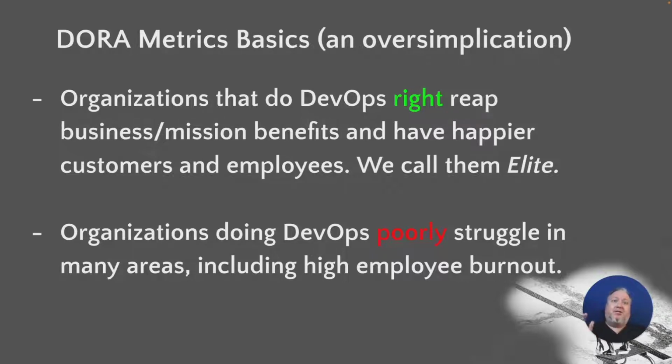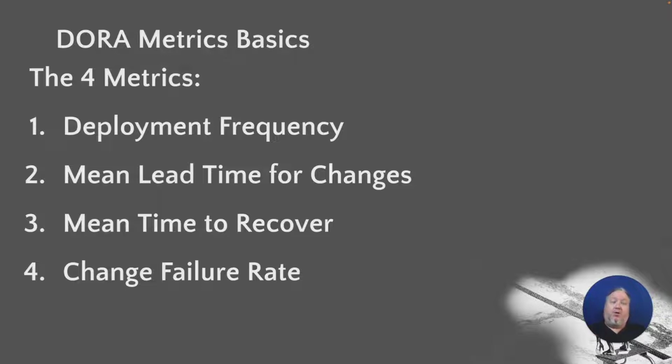So DORA metrics basically say you can look at organizations that do DevOps right, elite performers, and you can see that they are clearly doing something right because their business and mission benefits are very visible and they have happy customers and employees. If you do DevOps poorly, you're going to struggle and you're going to have high employee burnout. That's one of the main ways we can tell if an organization is doing good or bad. You can boil down a DevOps practice to these 4 leading indicators. Again, gross oversimplification of what's in the book. Go read the book. There's a whole book about this, about the science, the math, all of that.